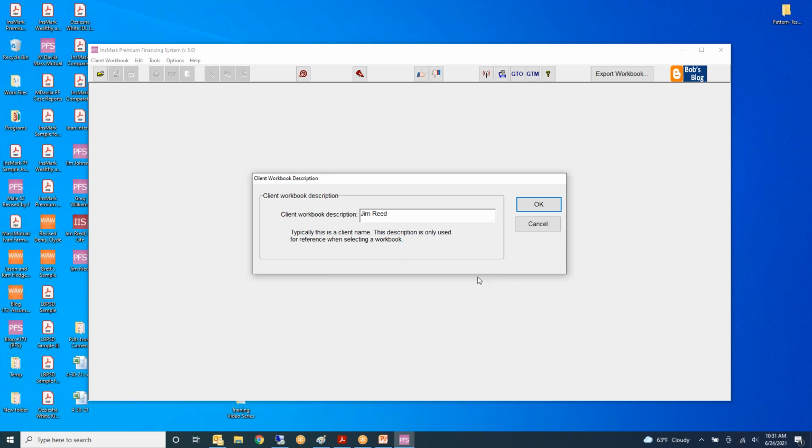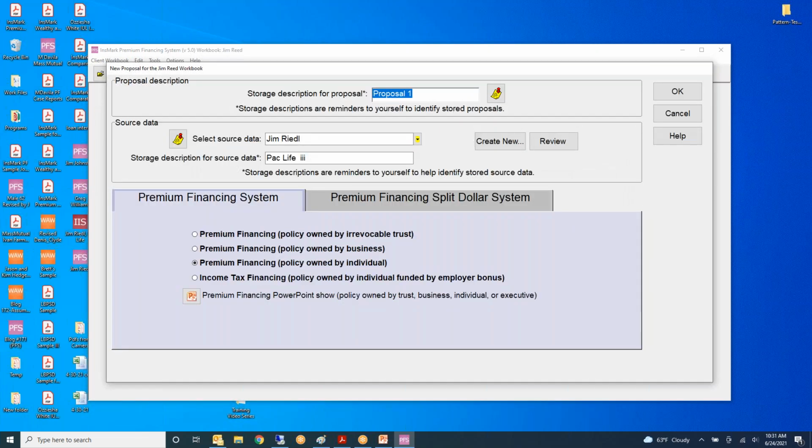Okay, just the name of the insured. It's a made-up case. Okay, so after you name the client workbook, you come to this screen, which is called the proposal description. And what I want to use is this module, which is premium financing policy owned by an individual.